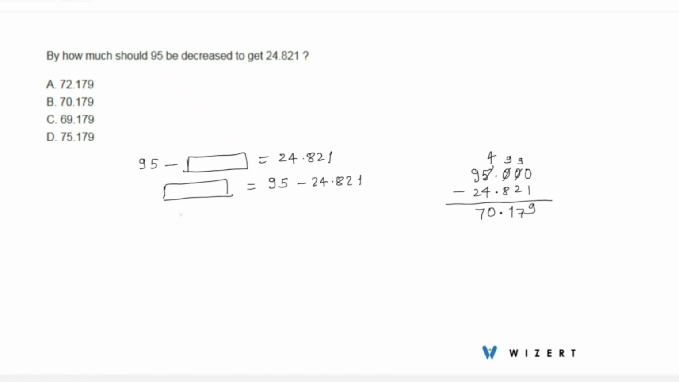So what we get? 95 minus 70.179 equal to 24.821. So 70.179 is the answer. Answer is option B.